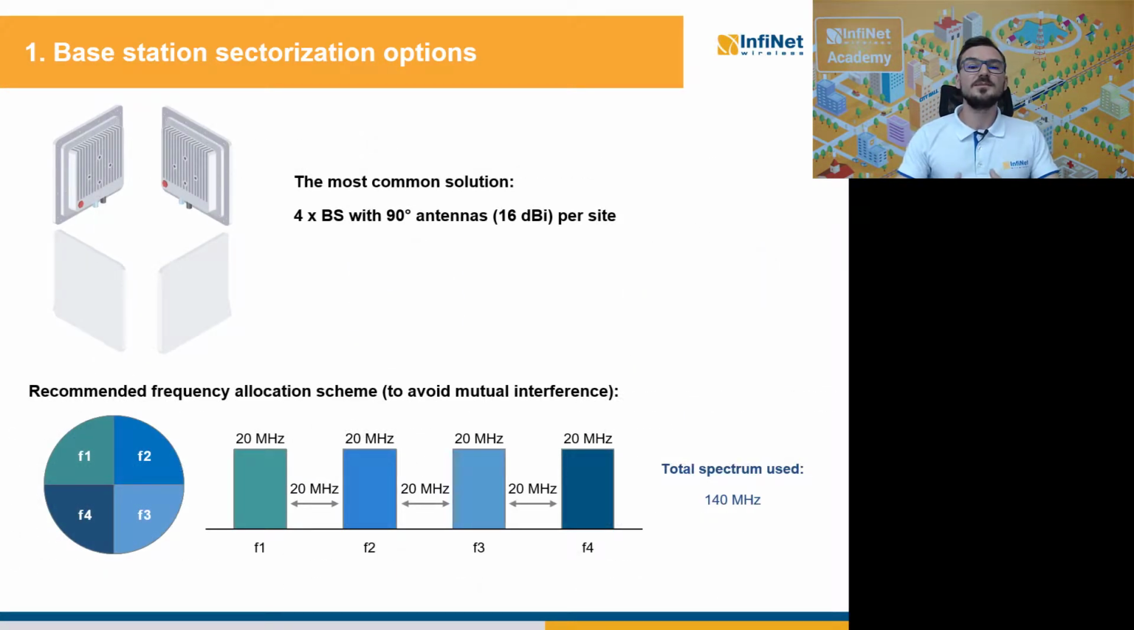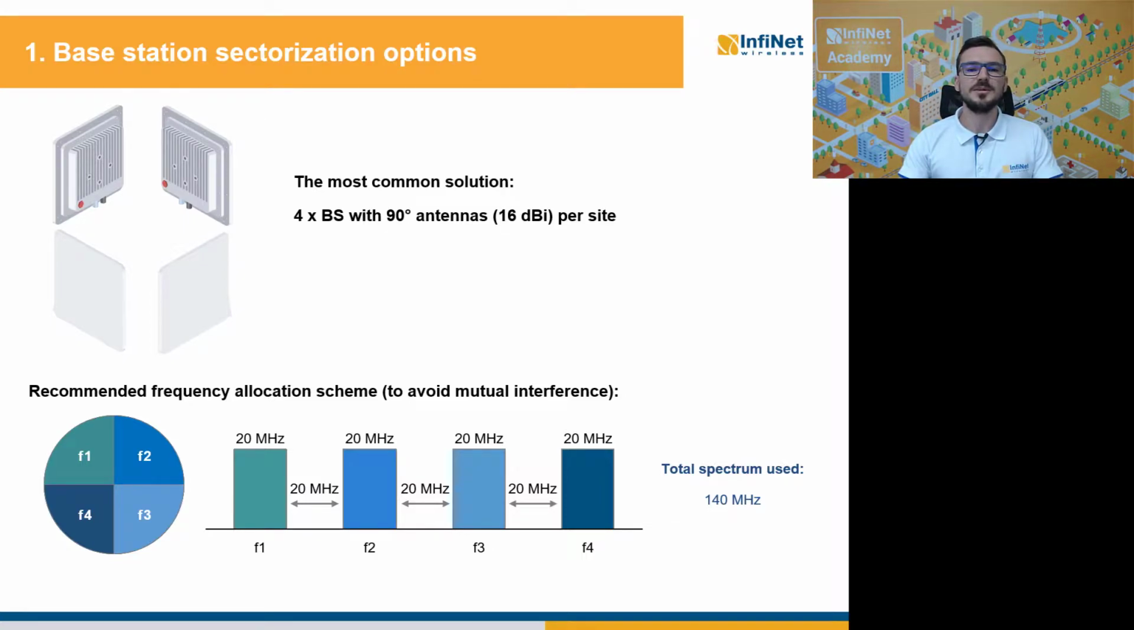So, as I explained earlier, the most common and cost-effective solution is the 4-sector configuration with 4 base stations per site. In this case, the recommendation is to use a different channel for each sector, and also another important factor that you shouldn't forget about when designing a multi-sector site is the guard interval.